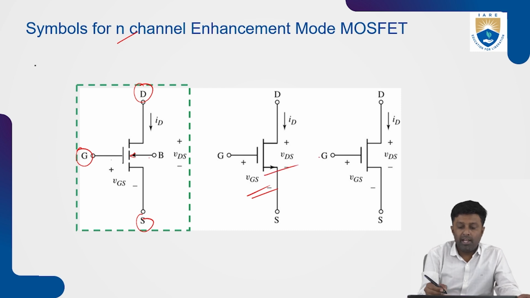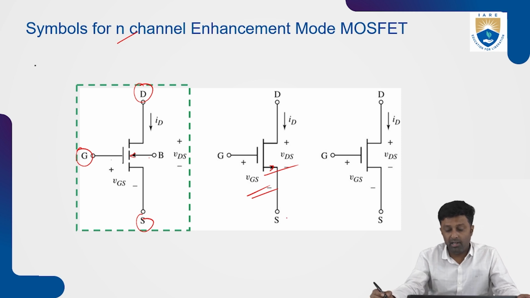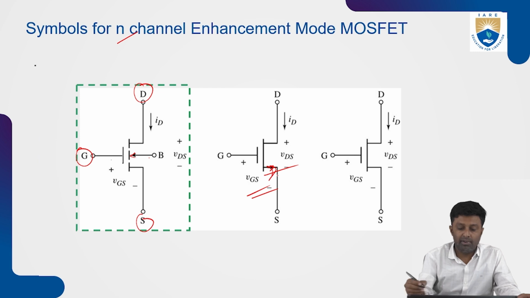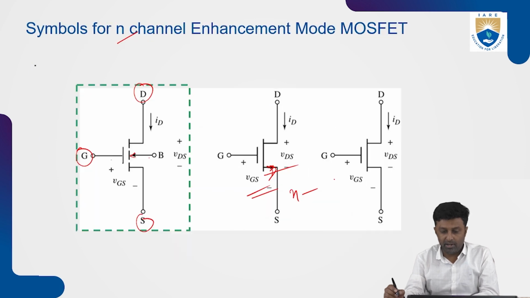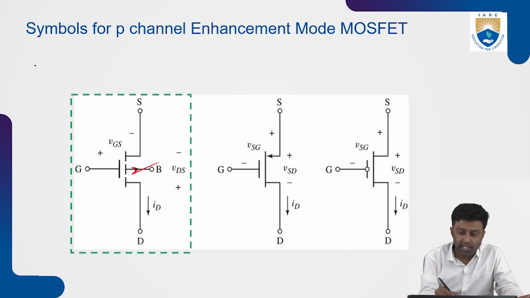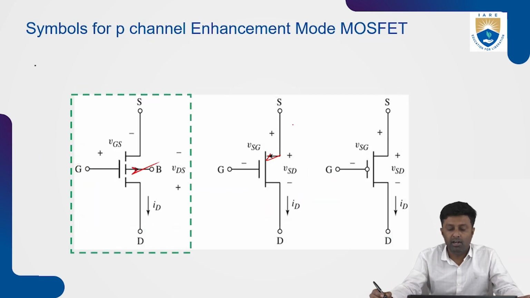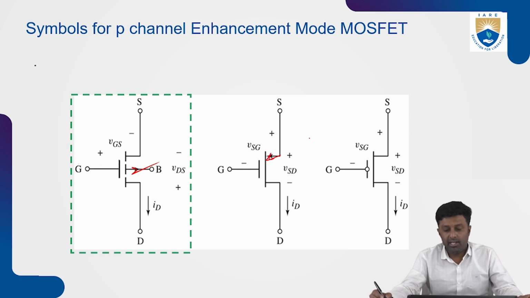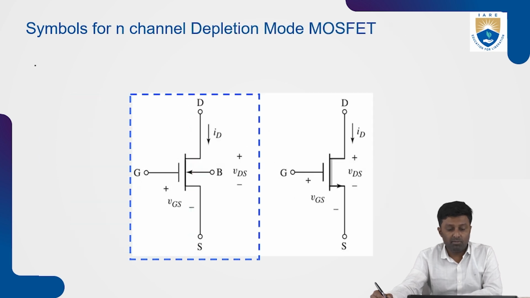As you can see in the enhancement type, if your arrow mark is towards the source and it is grounded, we can represent it in this way also. If the arrow mark is outside from the source terminal, then it is called N type. And if the arrow mark is towards inside from the source terminal, it is called the P type. So these are the structures and the symbols of the transistors.